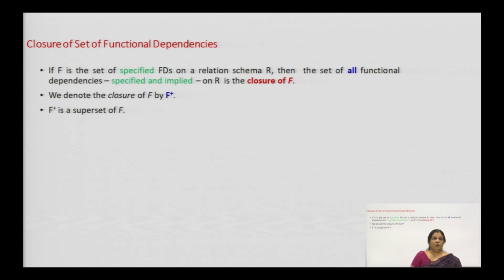Now, what is the closure of the set of functional dependencies? We just said that we can have some specified functional dependencies and some implied functional dependencies. If F is a set of functional dependencies given on a relation schema R, then the closure of F will include all the specified or given functional dependencies and all the implied or deduced functional dependencies, and is given by F plus, where F plus is a superset of F.